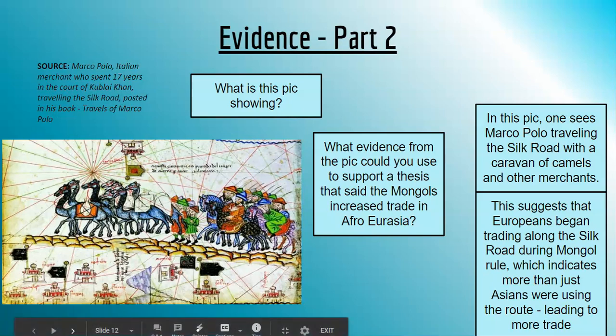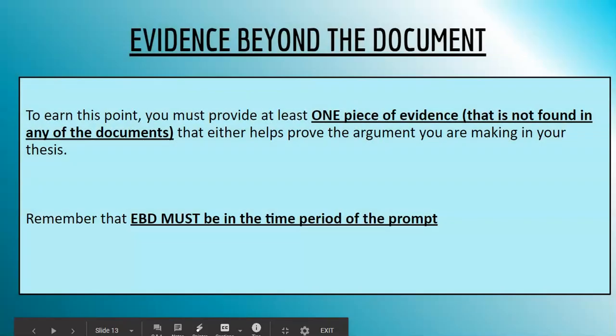Let's take a look. Point 5 is called evidence beyond the document. And in your DBQ essay, one time you must provide at least one piece of evidence that can't be found in any of the documents that's going to help prove your argument or help prove your thesis, right? And so this piece of information has to come from your brain. It cannot be found in any of the documents you have or the background information they give you. This is something that comes from your historical knowledge.